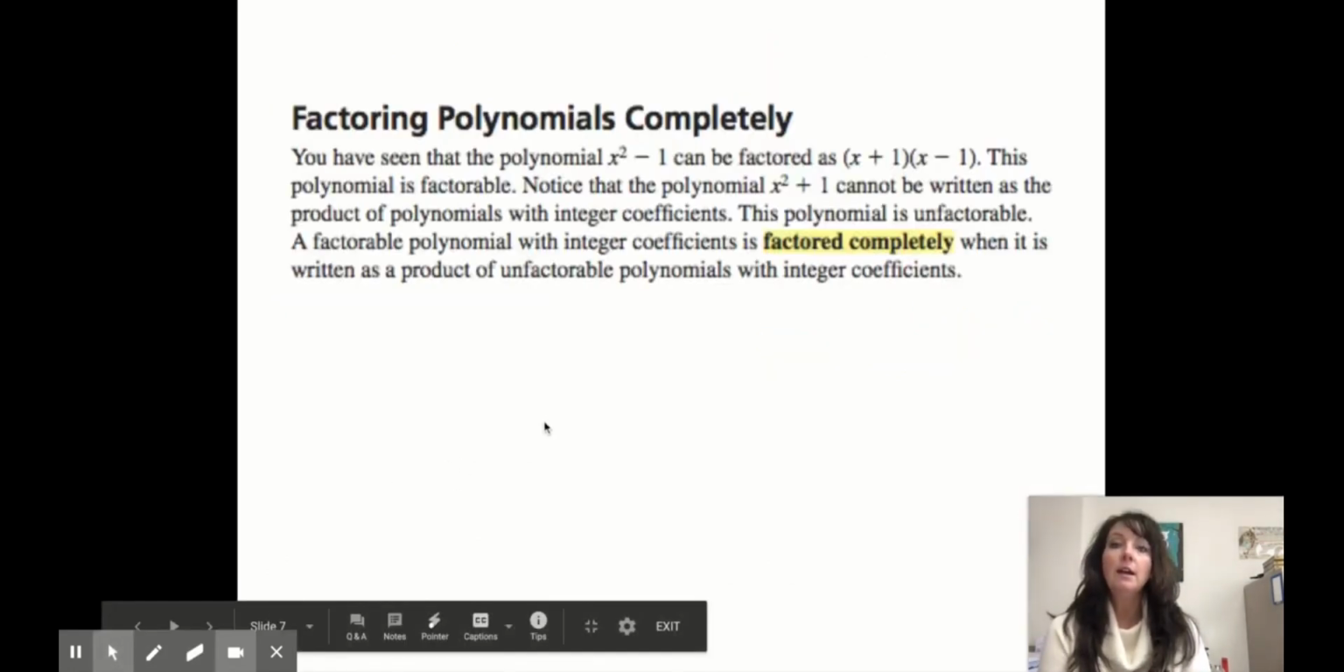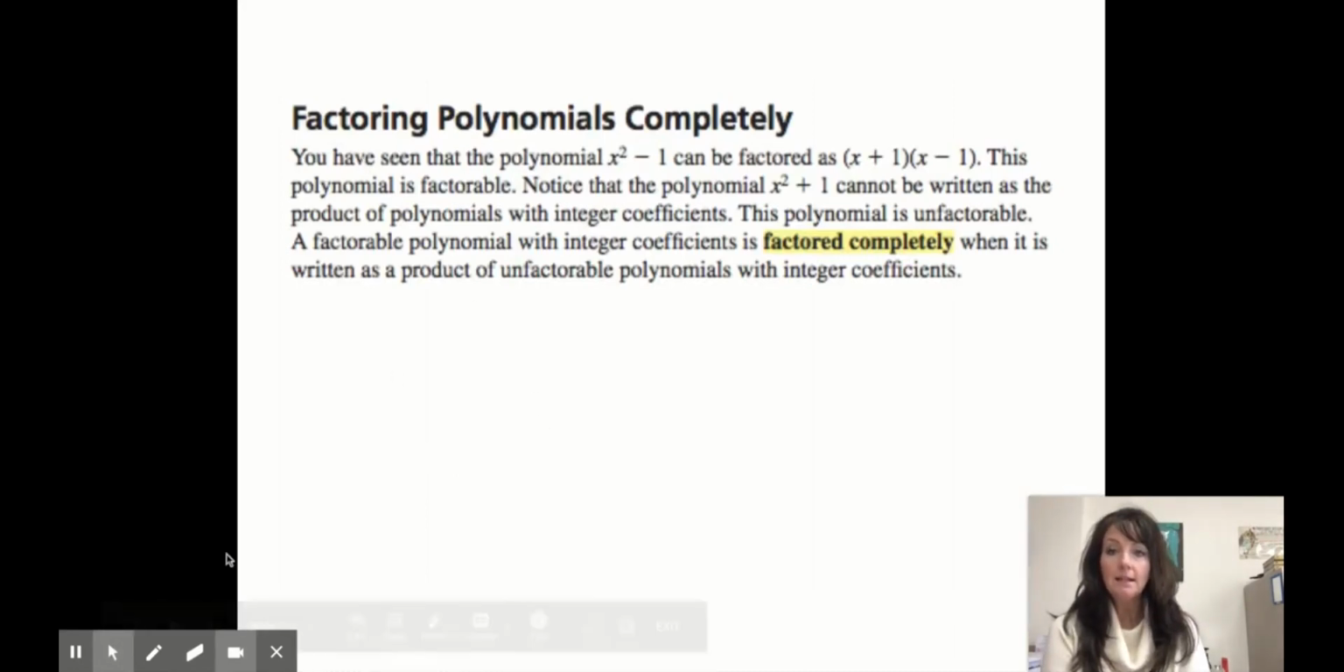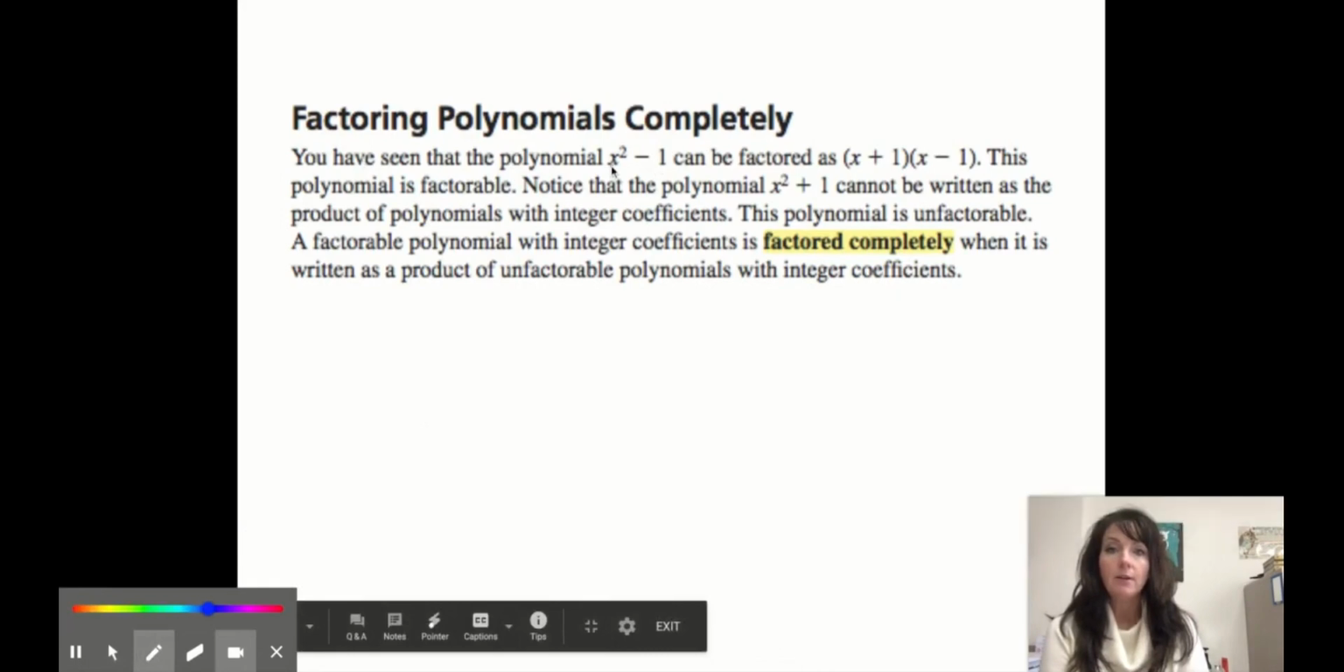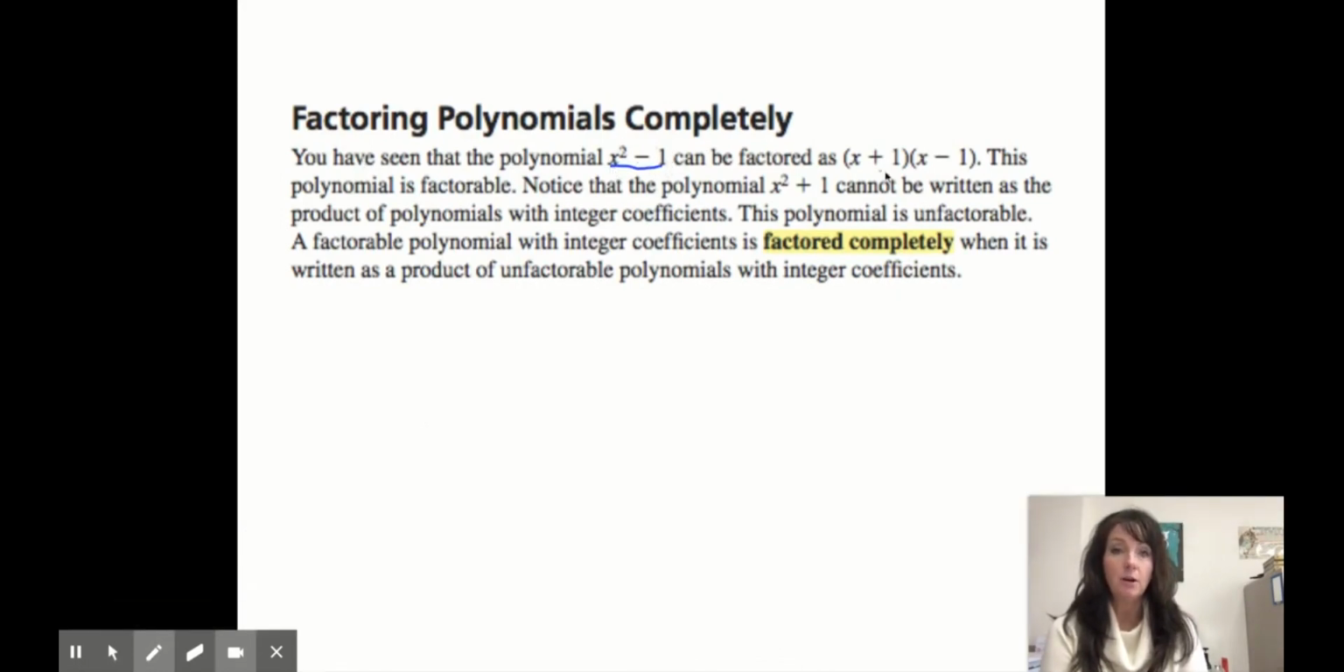All right, so now to be considered factored completely. We've seen this pattern right here. This is a difference of 2 squares, meaning that this is a perfect square and this is actually a perfect square. So we could factor it pretty quickly into this. Sometimes we get this as an answer when we're factoring and we think we're done, but we're not. So if it says factor completely, you have to look to see if there's anything else.